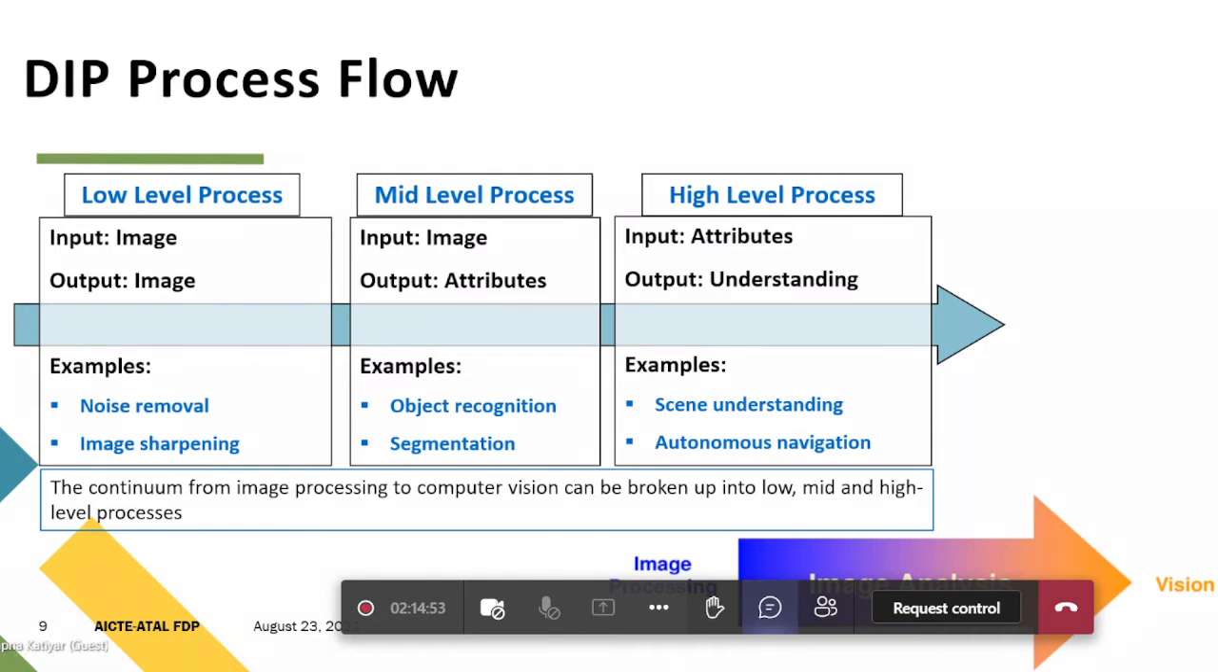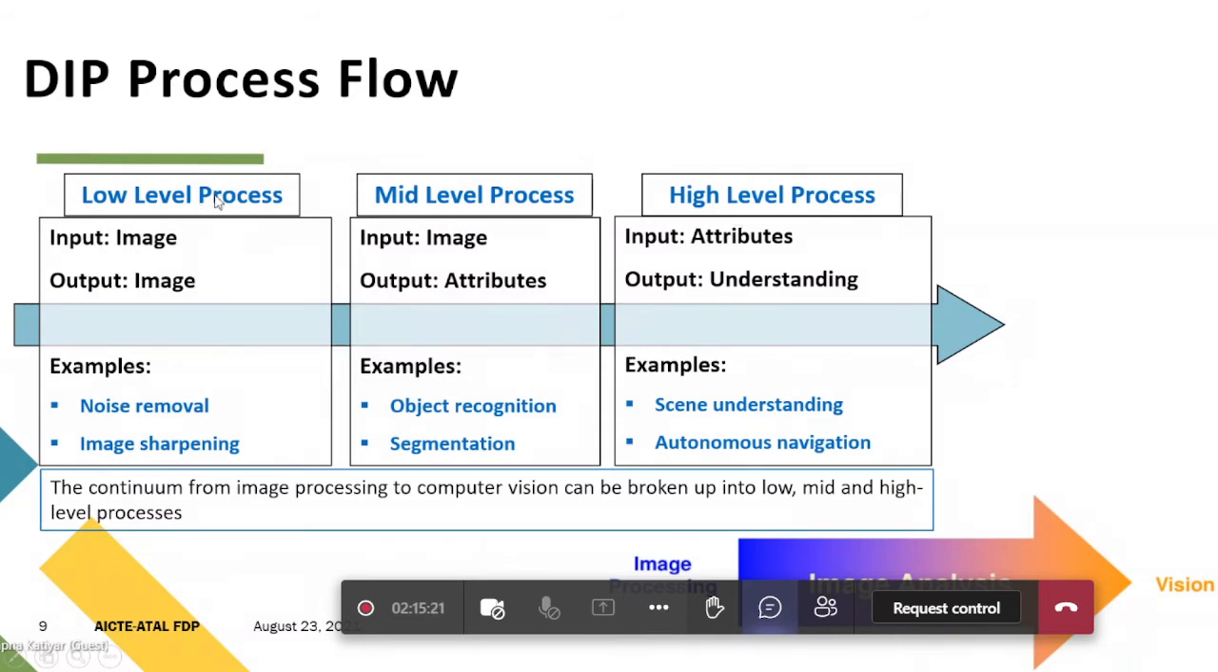It means this overall process, digital image processing, you can understand from a low level to a high level. It means the continuum of image processing till computer vision. It could be broken into 3 levels. Now, what are those 3 levels? The 3 levels are low level process, mid level process, and high level process.